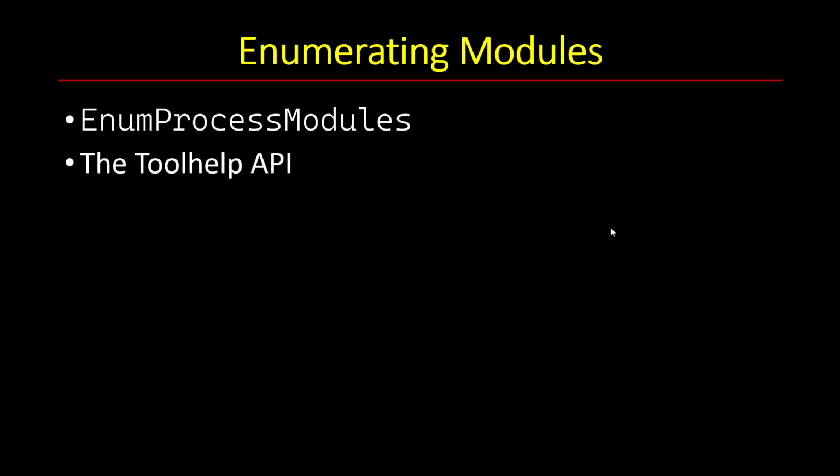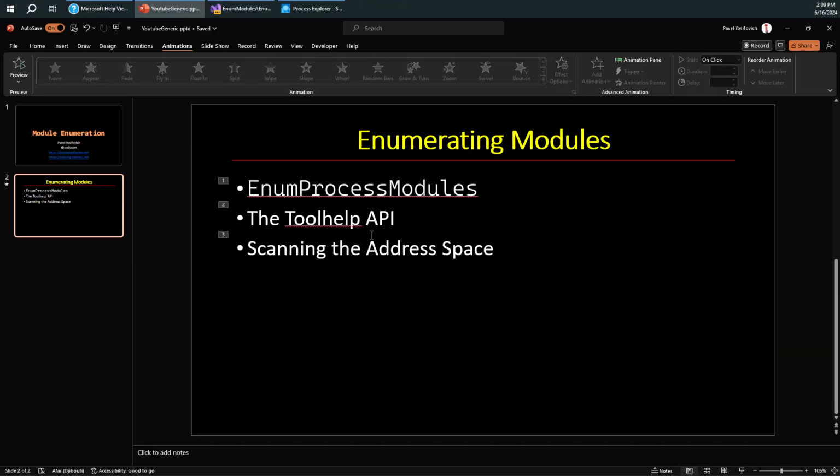So here are three ways that are provided by the Windows API. One of them is the EnumProcessModules API, which we'll use. The other one is to use the ToolHelp API. And finally, we also can scan the address space. These are the ways that are provided by the Windows API in a kind of an official capacity. So let's see how these various ways work and their advantages and disadvantages.